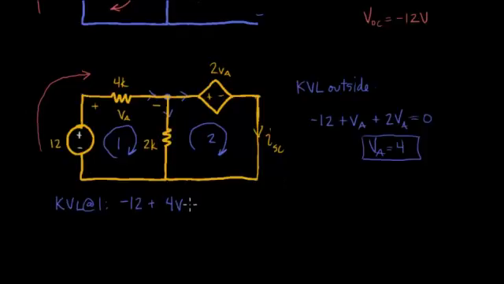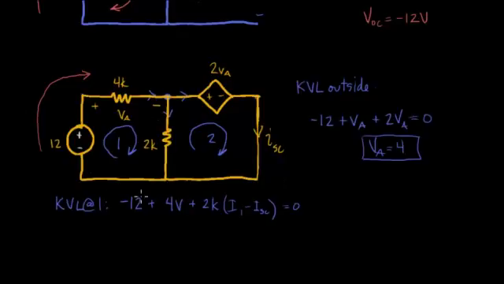plus, we're calling the positive terminal here, so plus 2K times I1 minus I2, which is ISC. So I'll just rewrite that immediately as ISC. And this equals 0.